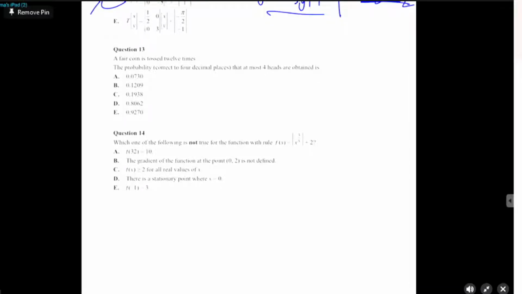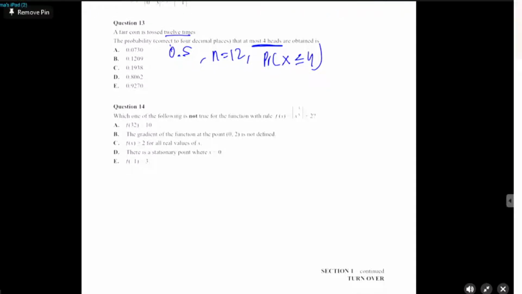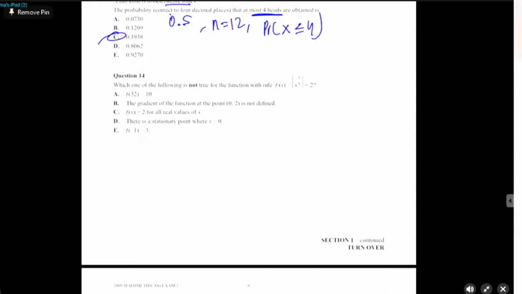13, this is binomial, and so what it's asking for is that the probability of success when tossing a fair coin is 0.5 both sides. So probability of success would be 0.5. And then it says it's tossed 12 times, so number of trials is 12. And doing that, what you're solving for is at most 4 heads are obtained, which means probability x is less than or equal to 4. So when you plug in those values into your CAS, you'll get C as your answer using binomial CDF.